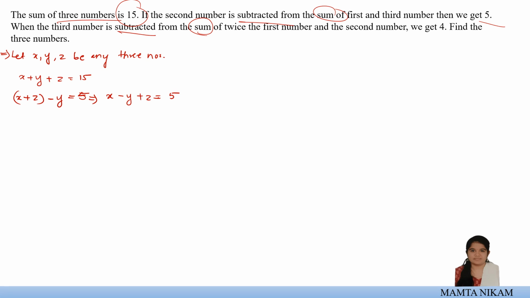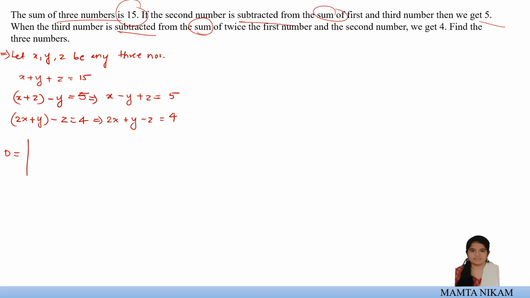Then the third statement says the third number is subtracted from the sum of twice the first number, that is 2x, plus the second number, that is y. From this we subtract the third number, that is z, and the value we get is 4. So the equation becomes 2x plus y minus z equals 4. So we have these three equations. Now we need to know what are D, Dx, Dy and Dz.